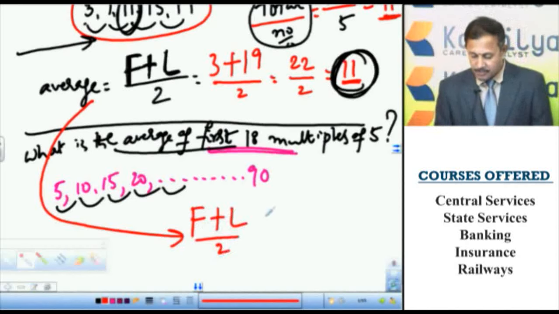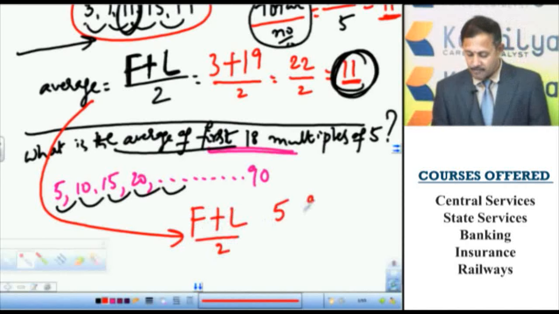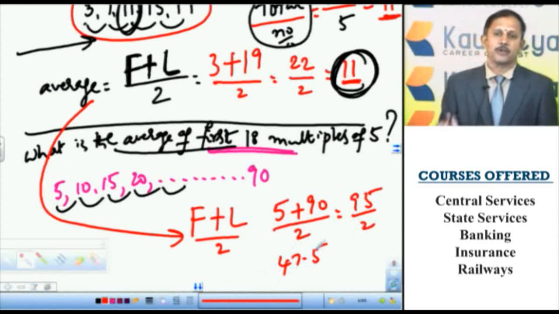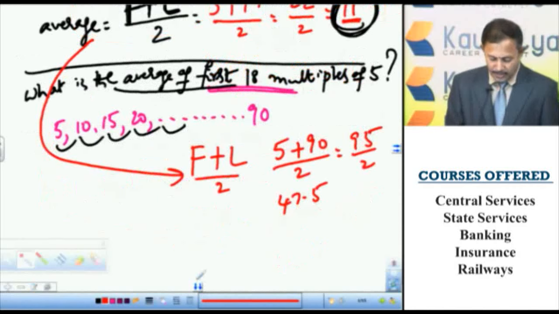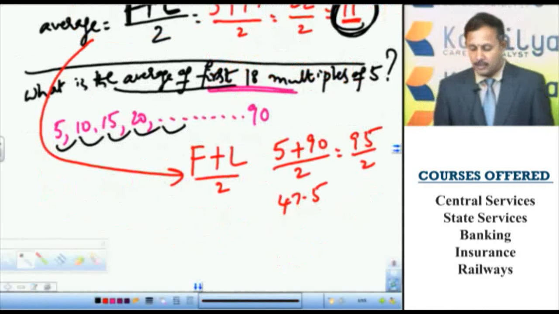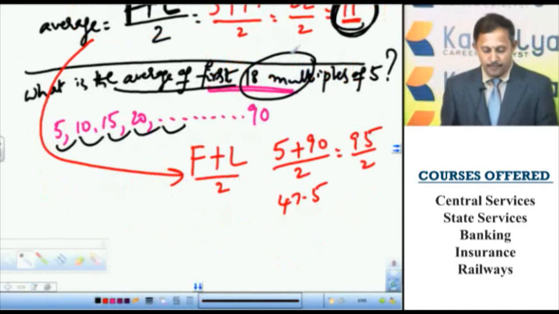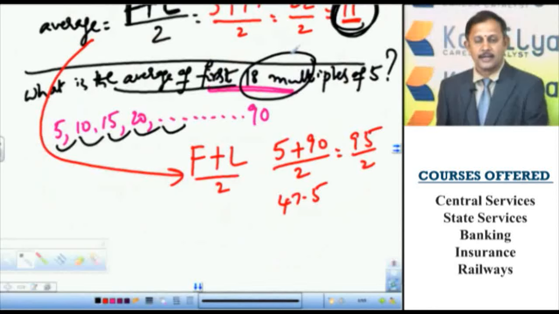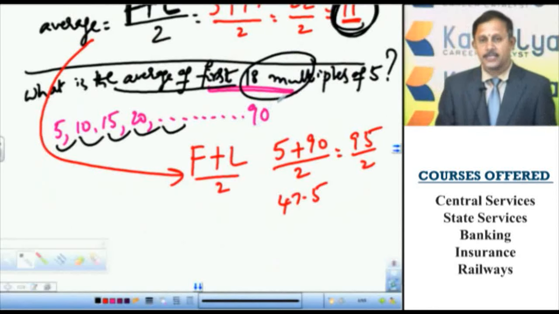Here the first number is 5 and the last number is 90. So first number plus last number, 95, by 2, or you can take 47.5 as the average of the first 18 multiples of 5, right? Here we are interested in only the multiples of 5, and there are 18 of them. 5 is the first element, 10 is the second element, 15 is the third element, and like that 5 into 18, 90 is the last element.